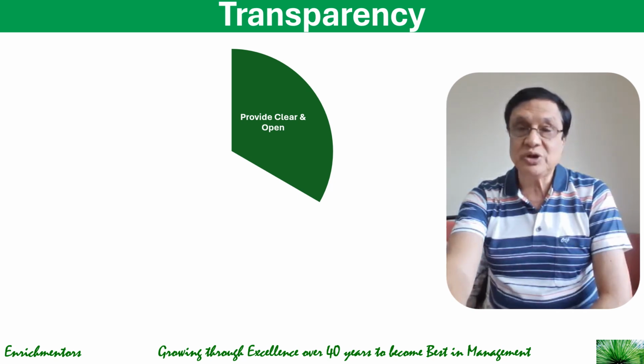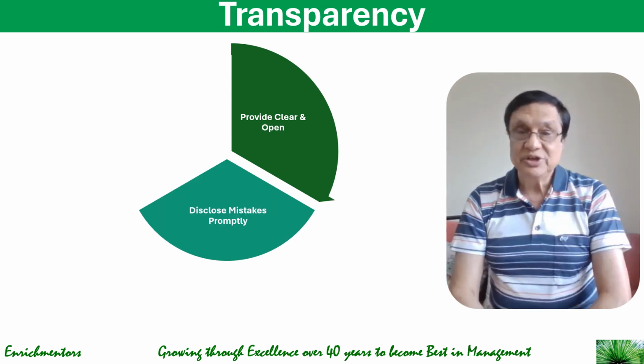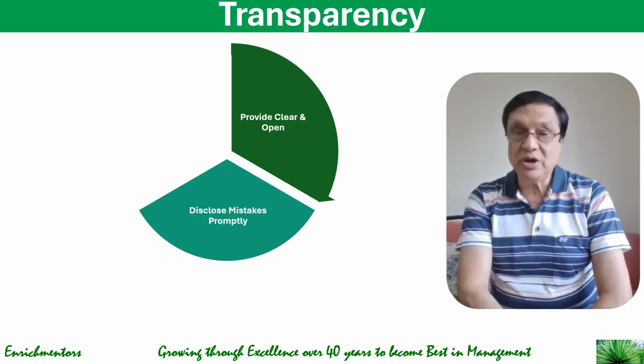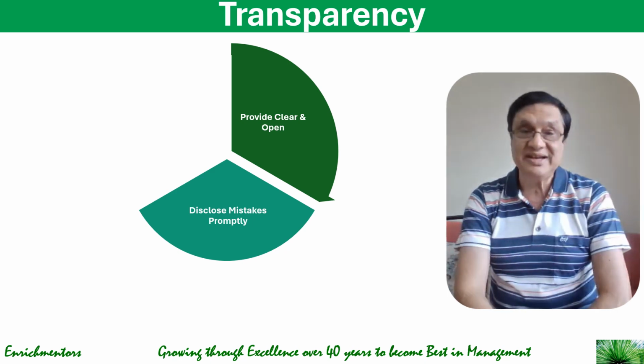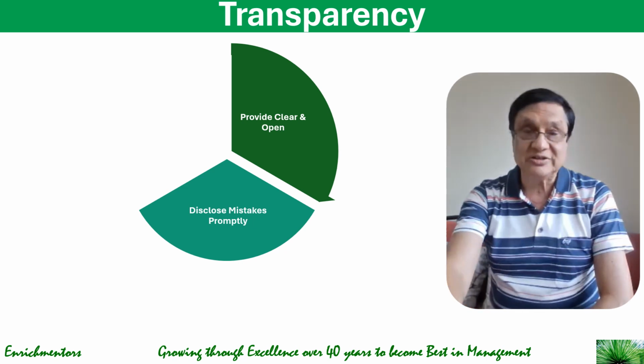Second thing is to disclose mistakes promptly. If you make mistakes, you need to take responsibility instead of waiting for external exposure. So own up to mistakes as early as possible, immediately, promptly. Third is to maintain open communication channels.